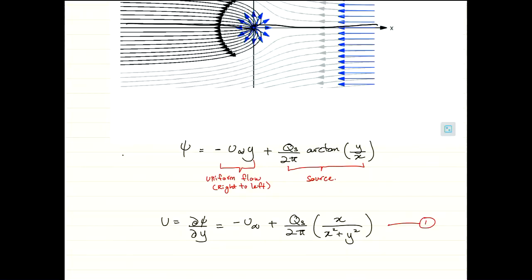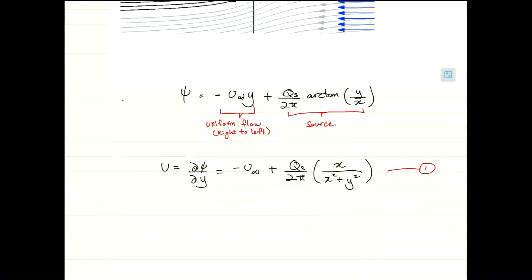And similarly, I can find my velocity v as well. Okay, and velocity v is just v equals negative del psi over del x. So if I differentiate the first term with respect to x, this is going to be equal to 0. Very good. And I'm left with just the velocity due to my source, which is Qs over 2 pi, y over x squared plus y squared.